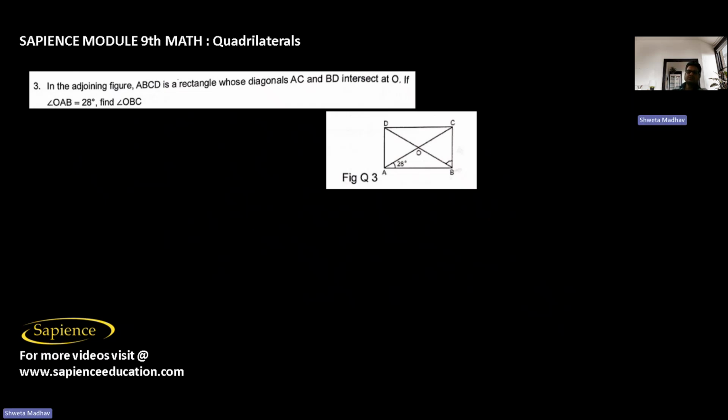Hello everyone, good evening. So here we shall start from question number 3 onwards in APQ. It is given the adjoining figure ABCD is a rectangle whose diagonals AC and BD intersect at O. Angle OAB equals 28 degrees, then find angle OBC.